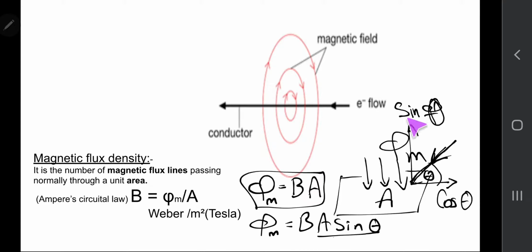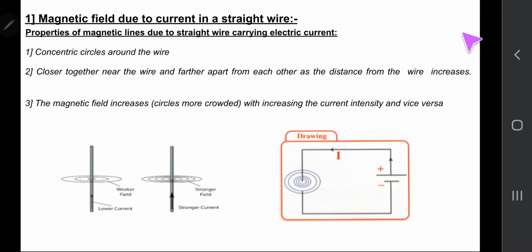This information was taught in secondary one: when I need the resolution of any angle between the vector and the x-axis, we put cosine theta on the x-axis and sine theta on the y-axis. And here I take the phi m perpendicular to the area, which is phi m sine theta. So the law becomes phi m equals B A sine theta.